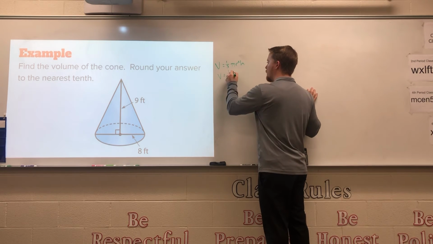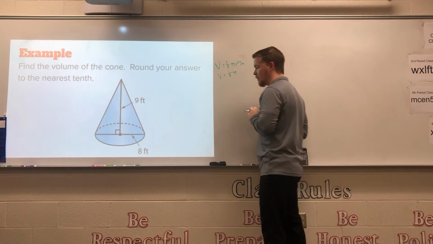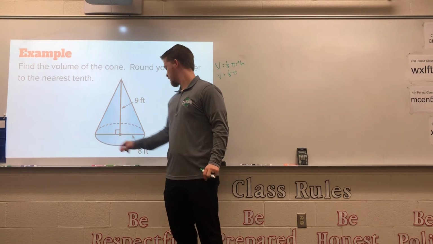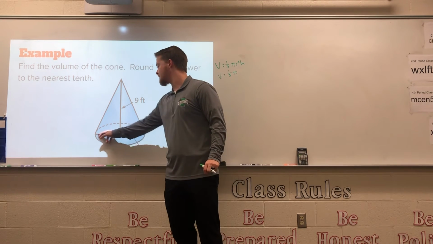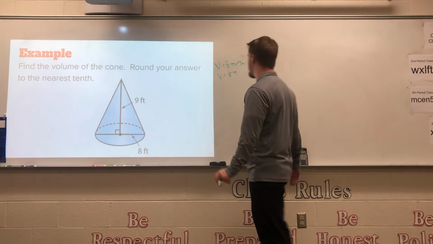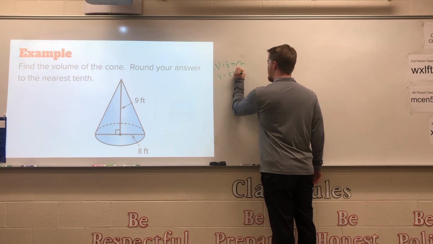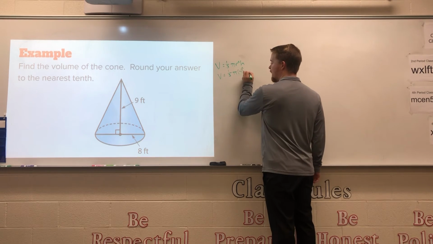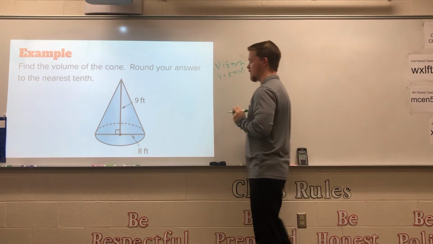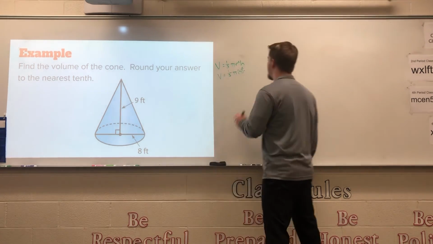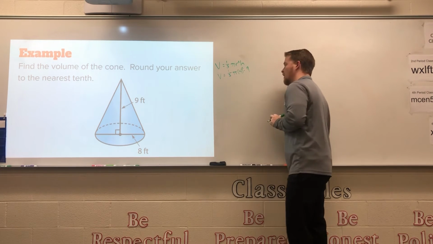1/3 pi r squared. R is what we need to see if we know. Right here they tell us this full line is 8 feet. So if the whole line is 8 feet, that means our radius is half of that. So in this instance, our radius would be 4. So in place of r, we're going to put 4, and that will be squared. And then our h, or our height of this cone, is 9 feet. That's how tall the cone is. So 9 gets plugged in for that.